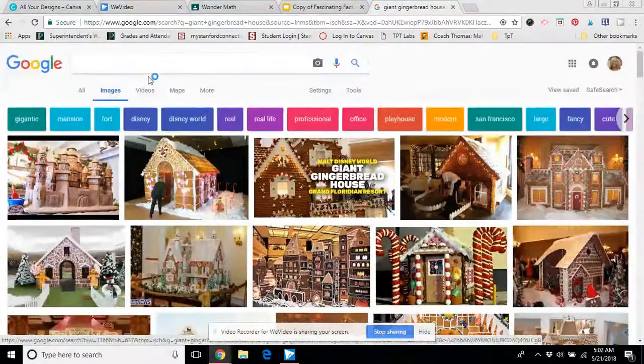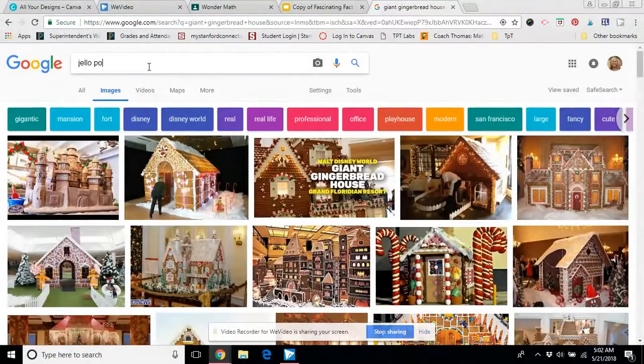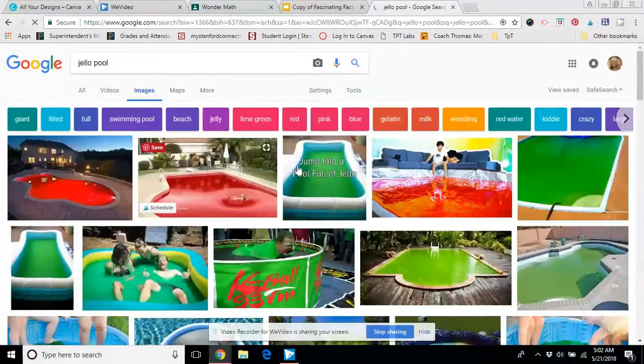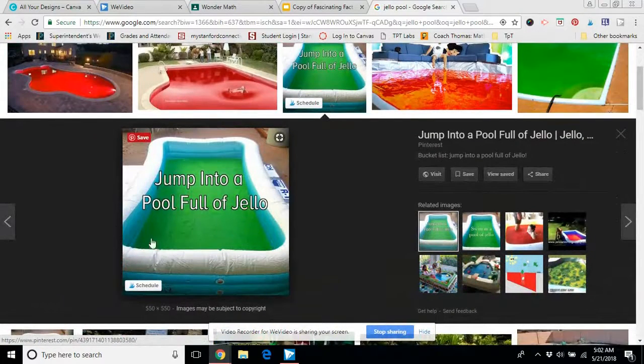Another one that I've had good success with last year, I typed in Jello pool. I had my kids look at this picture right here. And I had all sorts of interesting questions that the kids asked about how long would it take to make this much Jello? How much would it cost to make this much Jello? Some of my kids got really interested in this question, and so letting them take something like that.